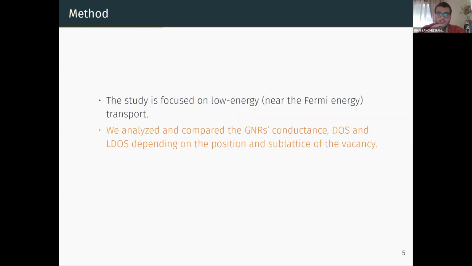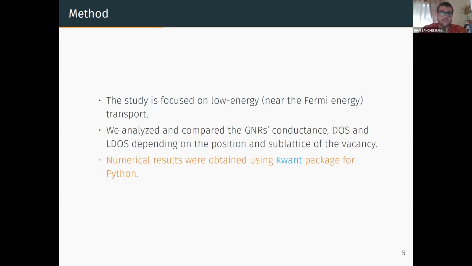We focus the study on the low energy region of the conductance because it's where the effects of vacancies is greater. And what we did is to systematically introduce vacancies in different type of nanoribbons and in different positions and sublattices, and then study their conductance, local density of states, and then compare them. And for this, what we used was Kwant, as I was telling you formerly. And we chose this package because it's open access and it's really accessible, and it's focused on tight binding models and especially in quantum transport.